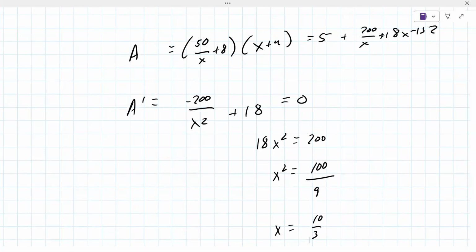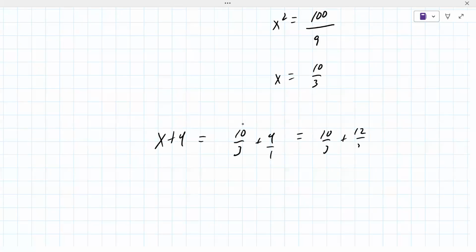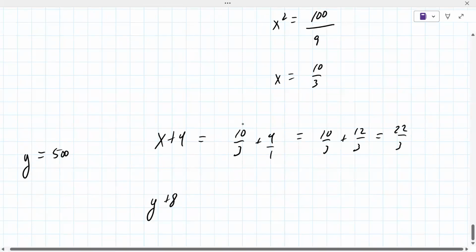And so what is it looking for? You always have to go back to what they are looking for. Well, they're looking for the overall dimensions. So they want the x plus 4. So they want 10 thirds plus 4, which is 10 thirds plus 12 thirds, which is 22 thirds. And then they want the y plus 8, but we don't have y. Y is solved by 50 over x.